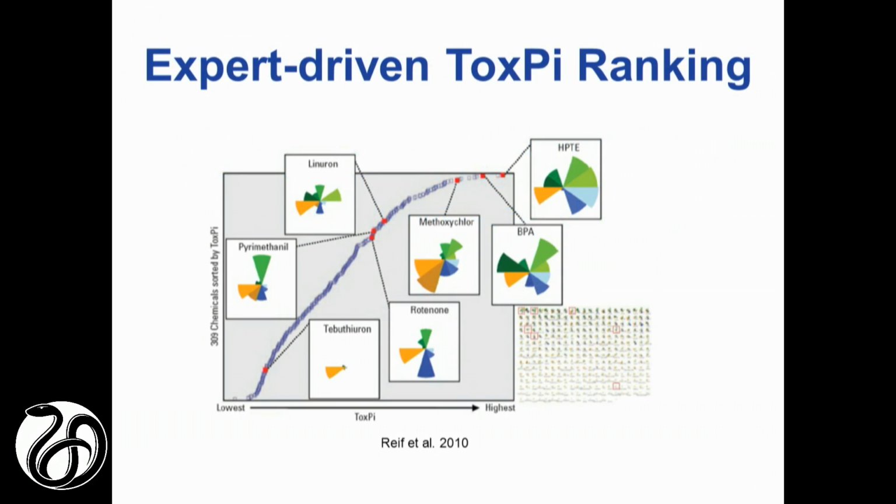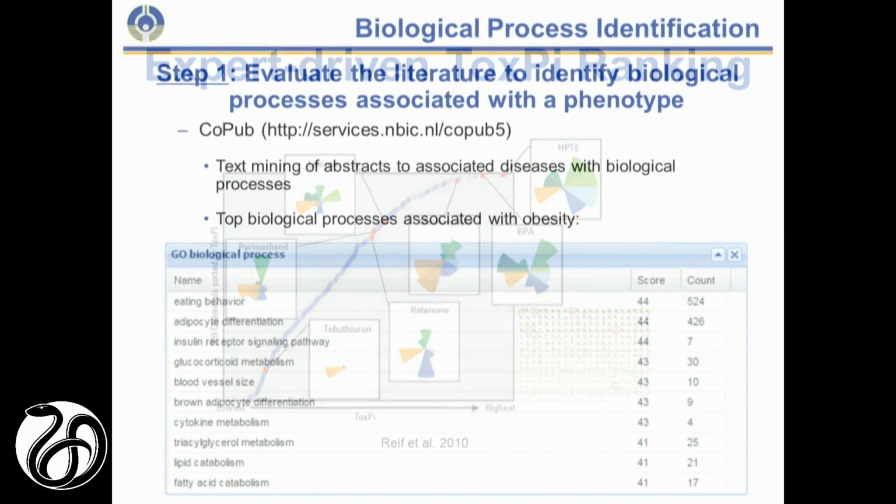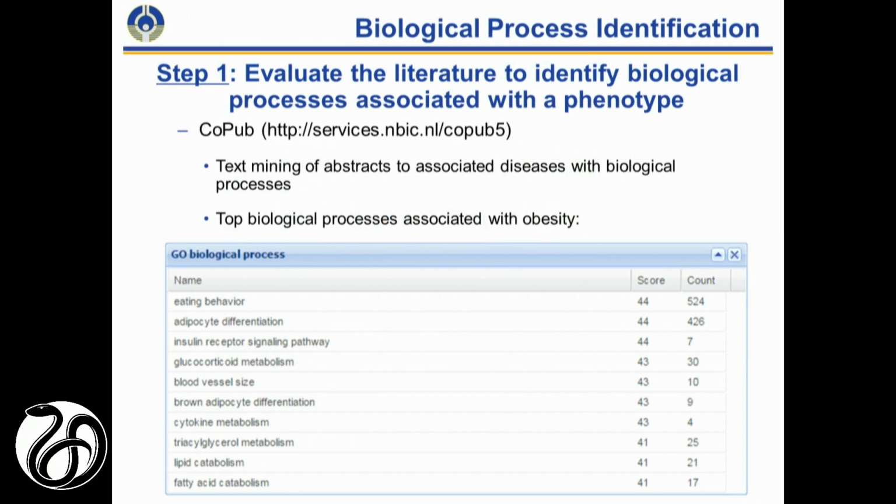I told you the first approach that we're going to talk about is what's called expert-driven ToxPi ranking. Let me take you through that process. When we started this, we initially went to literature mining and asked, what biological processes are associated with obesity-related phenotypes or diabetes-related phenotypes? And we did this through mining of literature data.